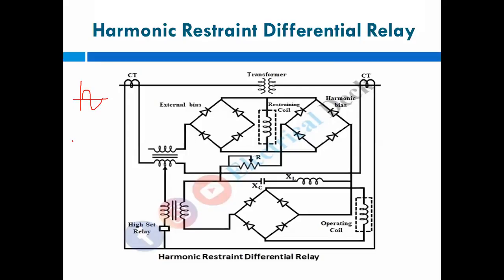Okay, so what we have to do is, if only fundamental quantities or fundamental harmonics are there, which are caused by simple faults, we have to compare this with the harmonics produced by the magnetizing inrush currents or conditions. So we have to apply some filters, to reduce these harmonics.